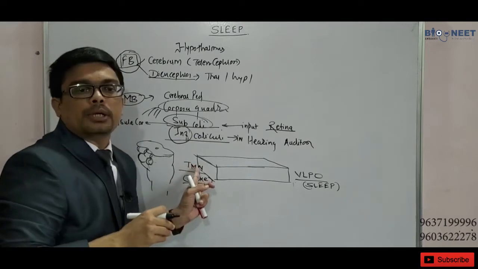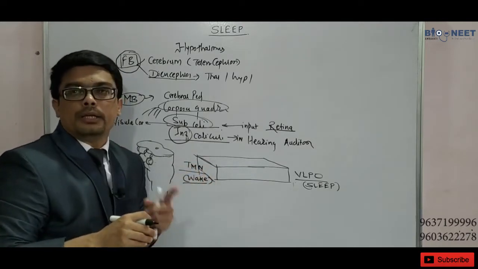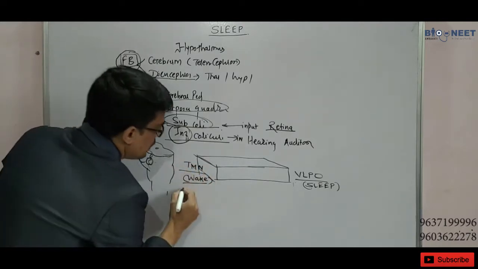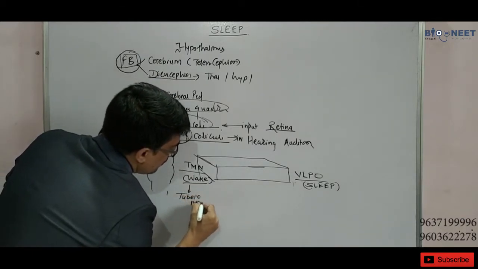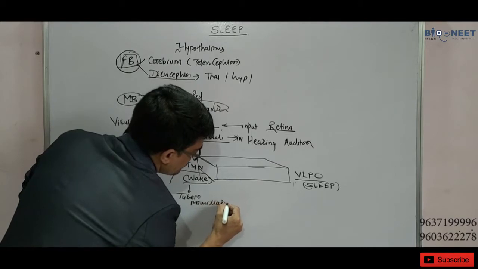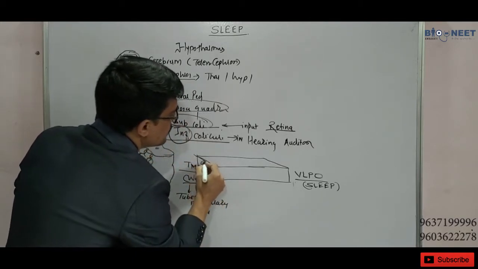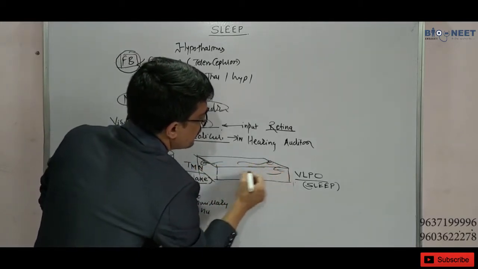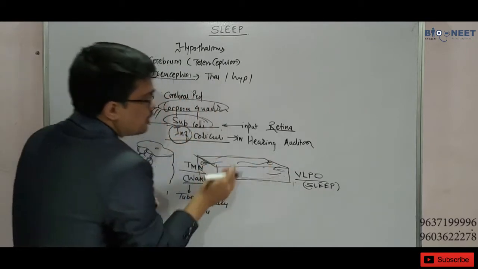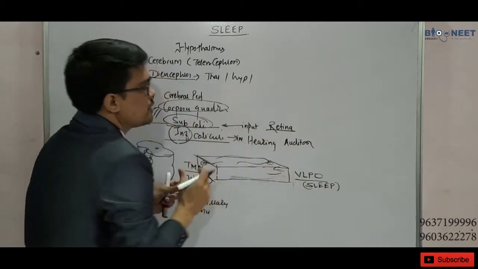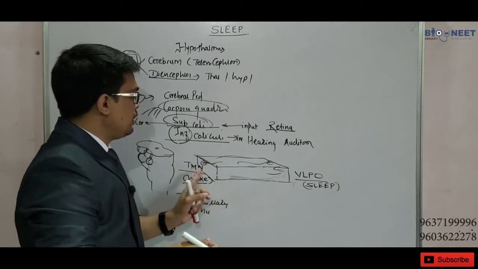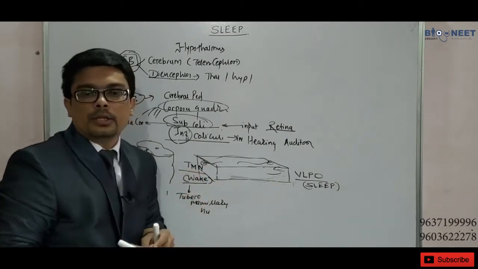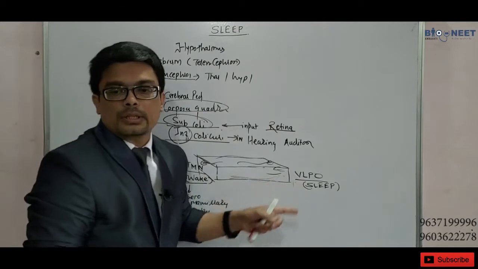What is meant by TMN? Tuberomammillary nucleus. Here there are cells with nuclei, and in total they form this structure in your hypothalamus. So that is your TMN, the tuberomammillary nucleus. In the same way, this is VLPO.